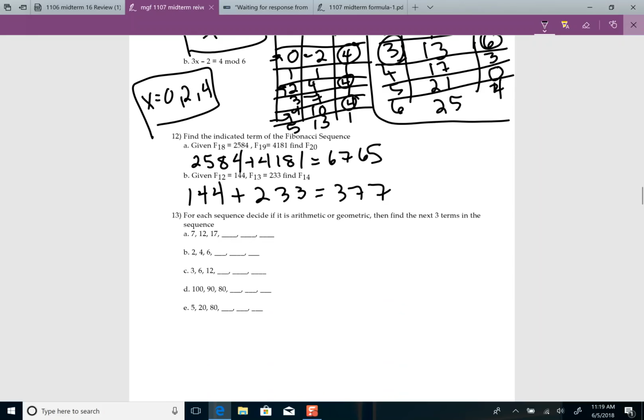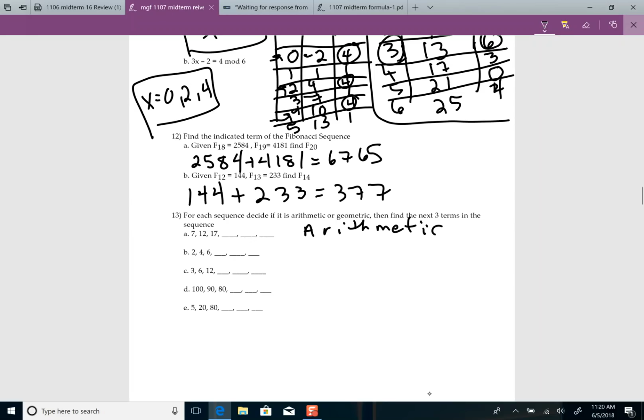So for number 13, I gave you 5 sequences, and I'm asking 2 questions. First, is it arithmetic or geometric? And then I want you to tell me 3 more terms. So when I look at the first one, I have 7, I have 12, I have 17. Luckily, when I look at it, I can see 12 is not a multiple of 7, so there's a pretty big clue that this is arithmetic. And I can see I added 5, and then 12 and 5 would be 17. So that one's kind of easy, arithmetic.